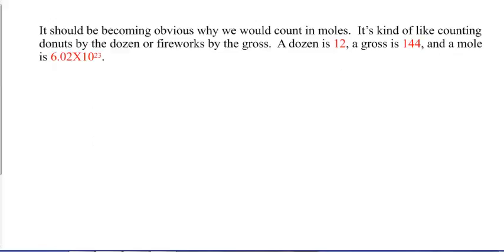It's kind of like counting donuts by the dozen or fireworks by the gross. You buy a dozen donuts because it makes sense to buy 12 donuts at once. Fireworks sometimes come in 144, which is a gross, because if you're shooting off a bunch of fireworks, 144 really is a reasonable number. And a mole is 6.02 times 10 to the 23rd. Again, remember, the reason the number is so big is because we're measuring something that's so small.